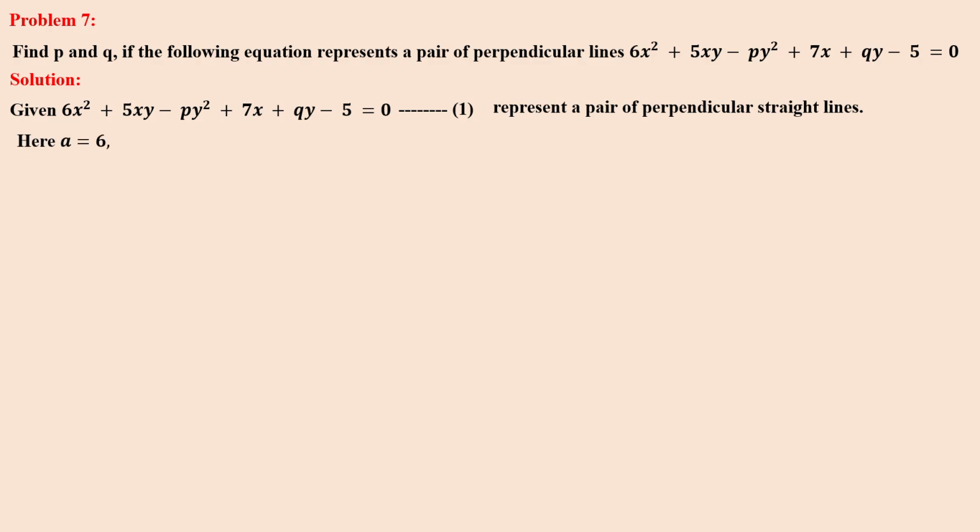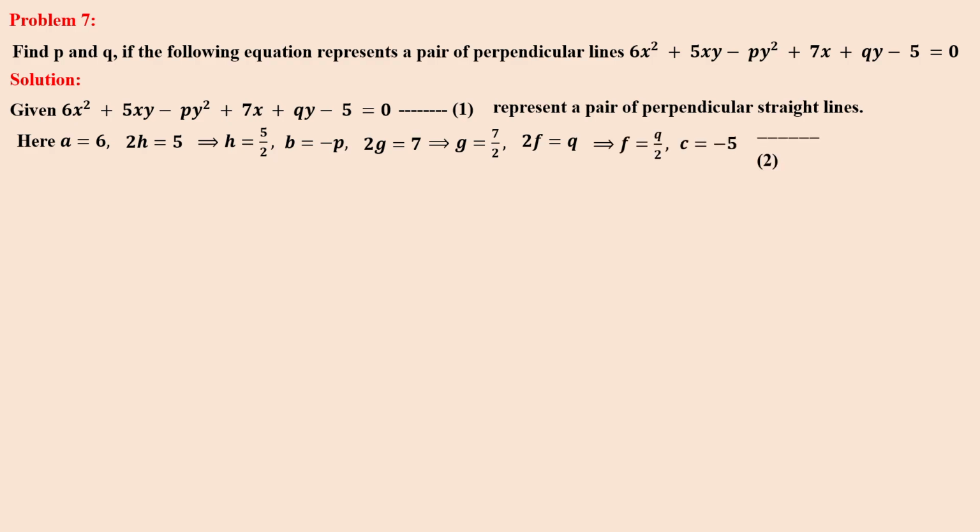So, we know the general formula ax² + 2hxy + by² + 2gx + 2fy + c = 0. So we are comparing the coefficients. a is equal to 6, 2h is equal to 5, therefore h is equal to 5 by 2, and b is equal to −p, and 2g is equal to 7, therefore g is equal to 7 by 2, and 2f is equal to q, and f is equal to q by 2, and c is equal to −5, right? That is set of equations, that is 2, right?